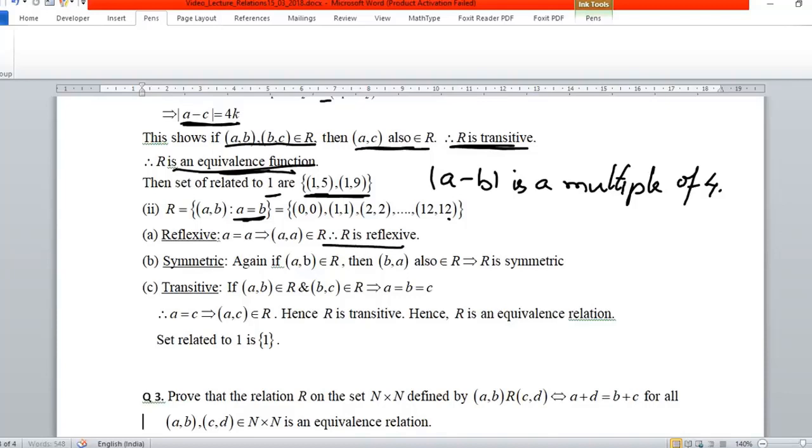For the symmetric part, if a comma b belongs to R, then b comma a must also belong to R. Now in this case all the doublets are present in the relation, so it is an obvious case that for every a comma b belonging to R, b comma a also belongs to R. So R is also symmetric in nature.